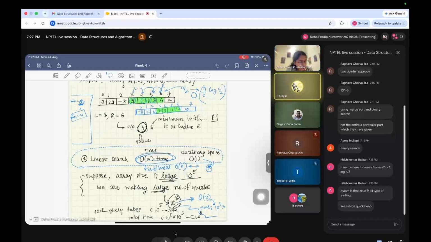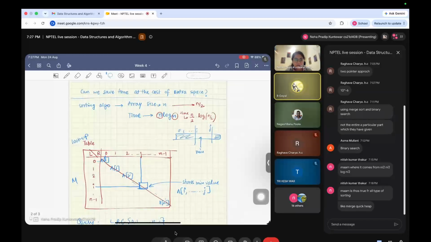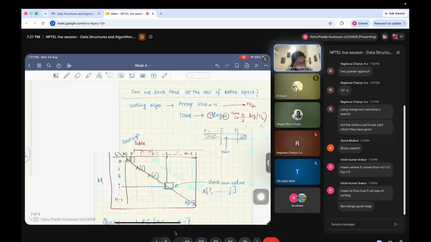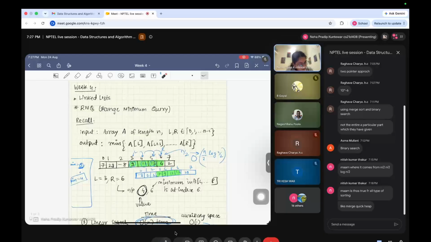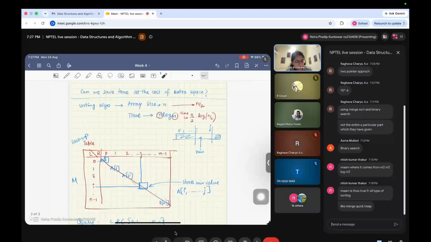But then, do we have any relation between L and R, because this table could be symmetric around the diagonal? Yeah. If you define this problem to be L less than R, then these entries are not even required because they do not mean anything, right? So it's like n square by 2 space.